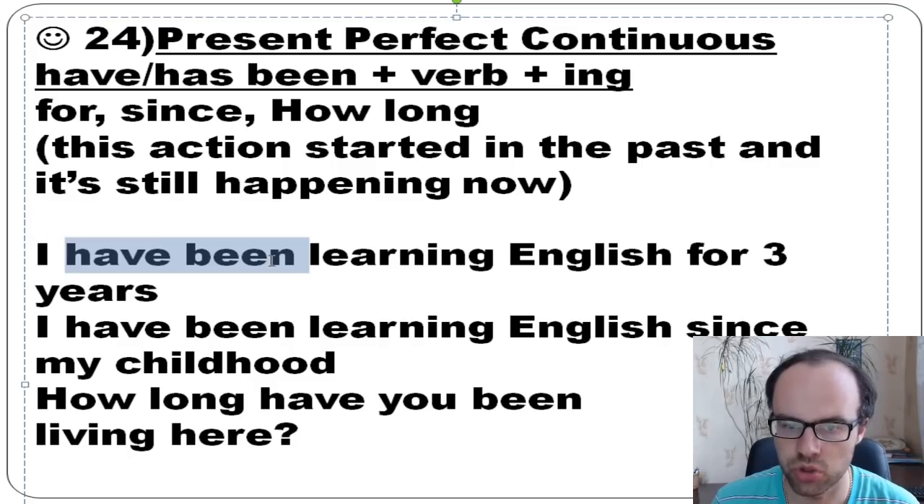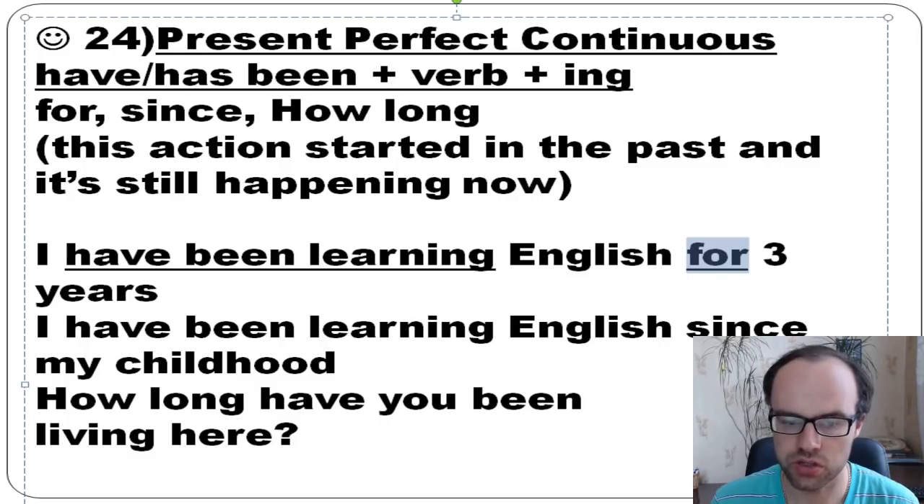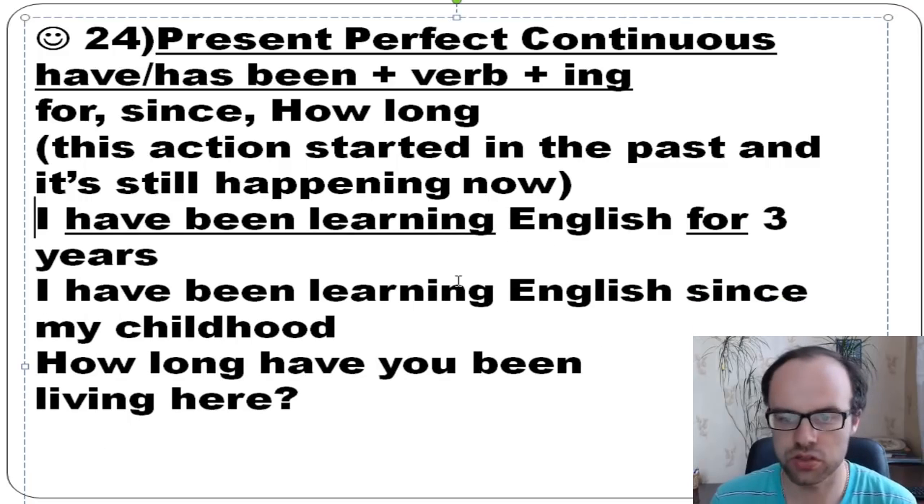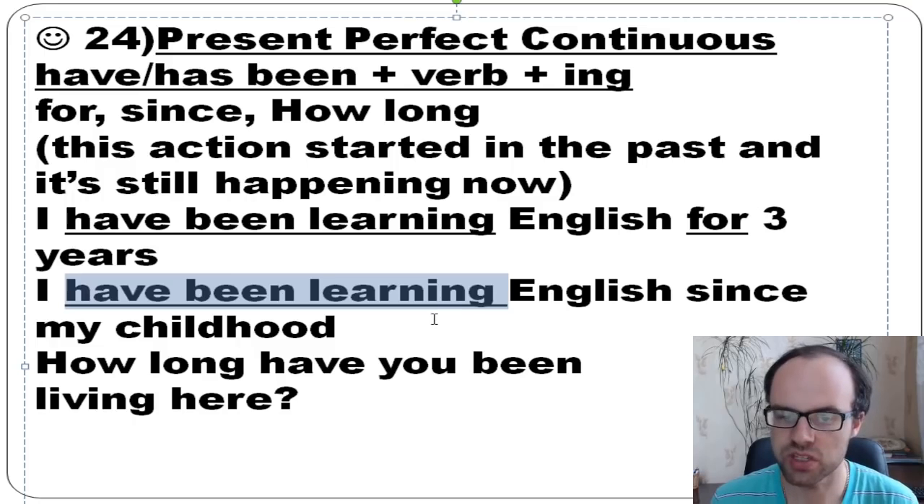So have been plus verb plus ing. I have been learning English for 3 years. The word for tells us that we need to use present perfect continuous. Or we can also use since, for example. I have been learning English since my childhood, okay? It means I started learning English when I was a child and I'm still learning it.